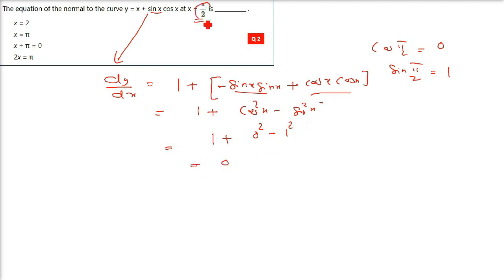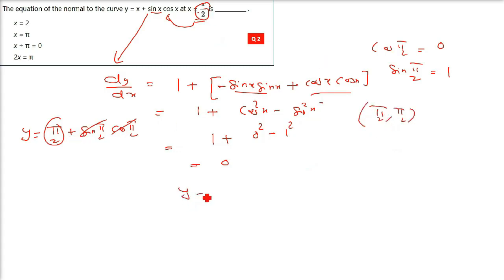Now x is already pi by 2. Let us find out the value of y. y is equal to pi by 2 plus sin pi by 2 cos pi by 2. Since sine and cos are complementary, that term is going to be 0. y is pi by 2. x is already known to us, pi by 2, and y is pi by 2. So let us find out the equation. y minus y1 is equal to m times (x minus x1). So y minus pi by 2 equals m times (x minus pi by 2). What is m? m is 0.